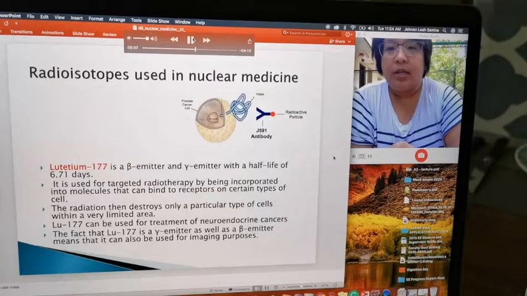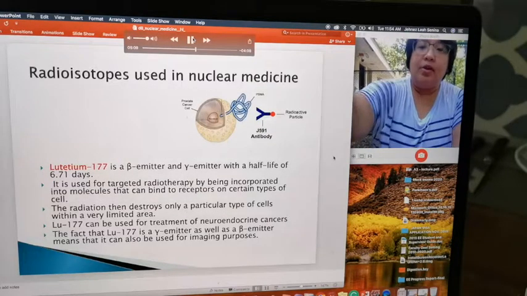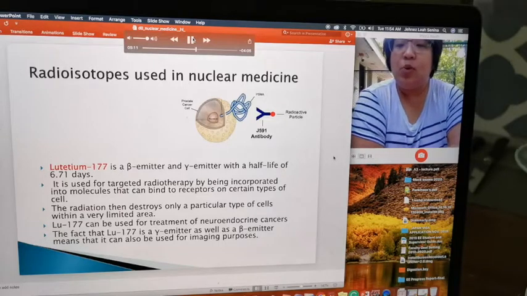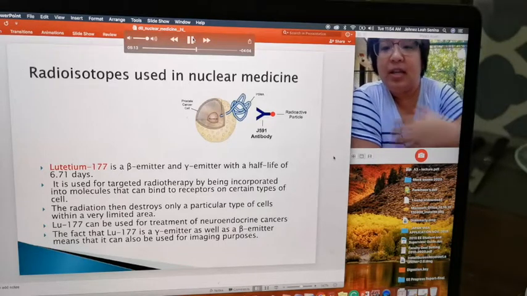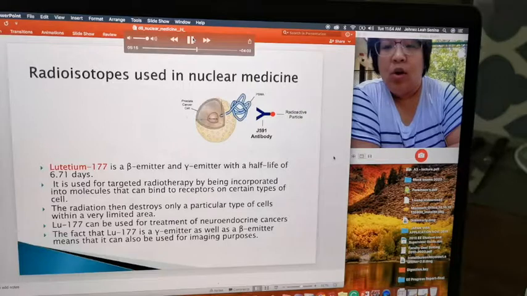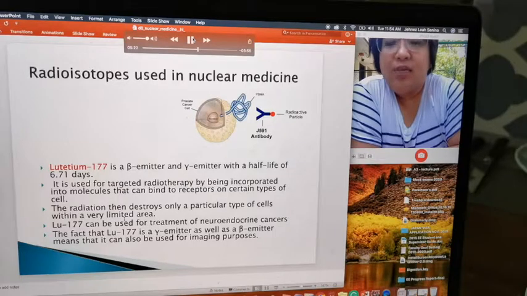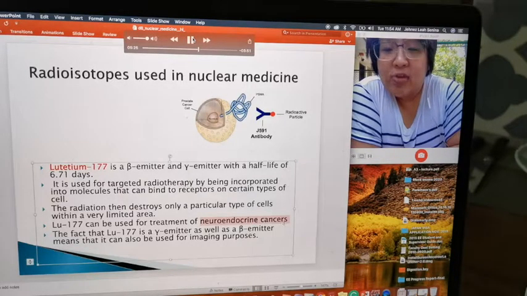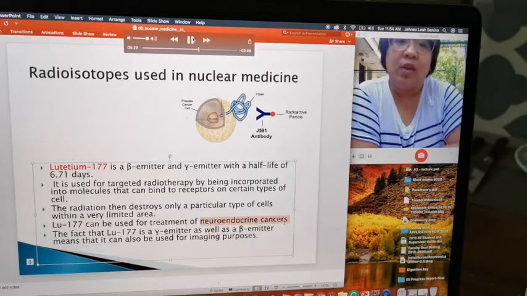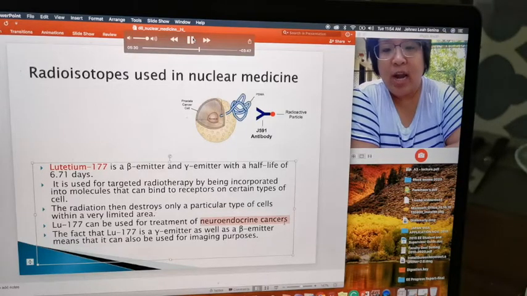Another example is lutetium-177. As I've mentioned, it's a beta emitter. In general, we can use it to treat different kinds of diseases, normally neuroendocrine cancers, so cancers of the nervous system, so cancer of the brain or cancer of the different glands around the body that produces hormones.